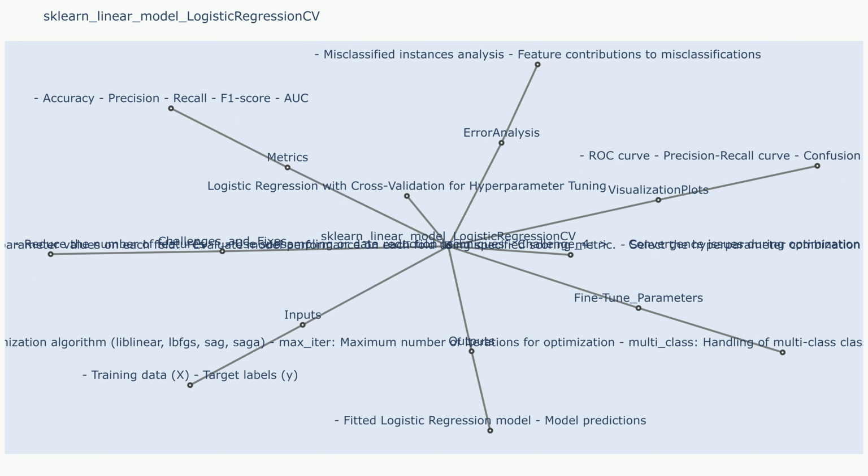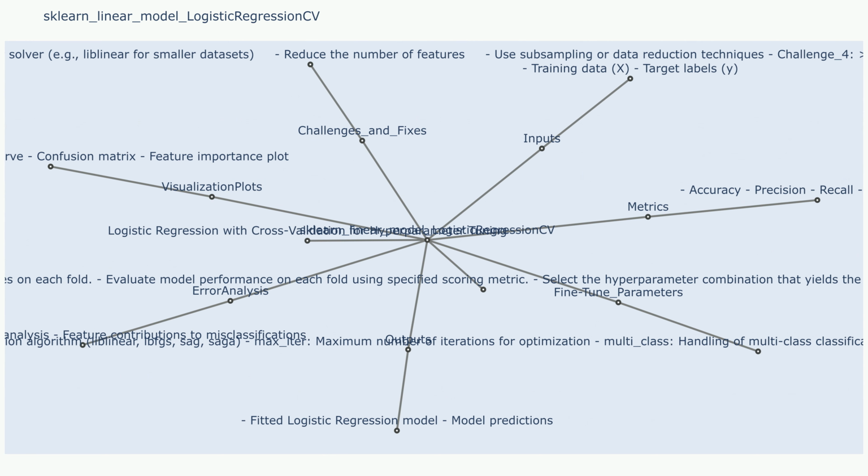Fixes to challenge 3. Grid search. This technique involves evaluating the model with a range of hyperparameter values and choosing the combination that yields the best performance. Random search. This technique involves randomly sampling hyperparameter values from a predefined range and selecting the best combination. Bayesian optimization. This technique uses a Bayesian approach to intelligently explore a hyperparameter space and find the optimal values.